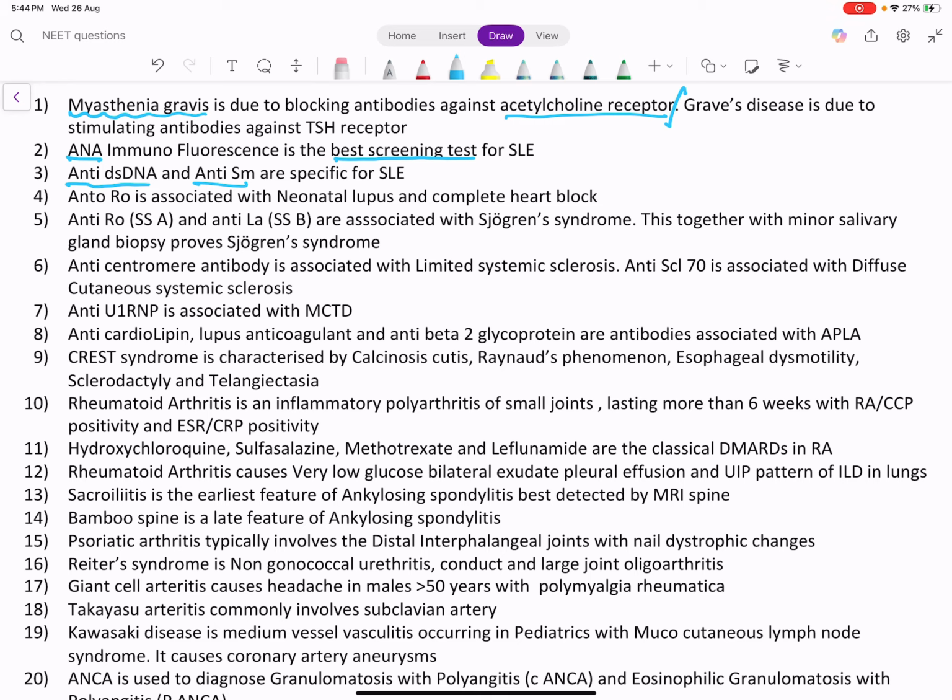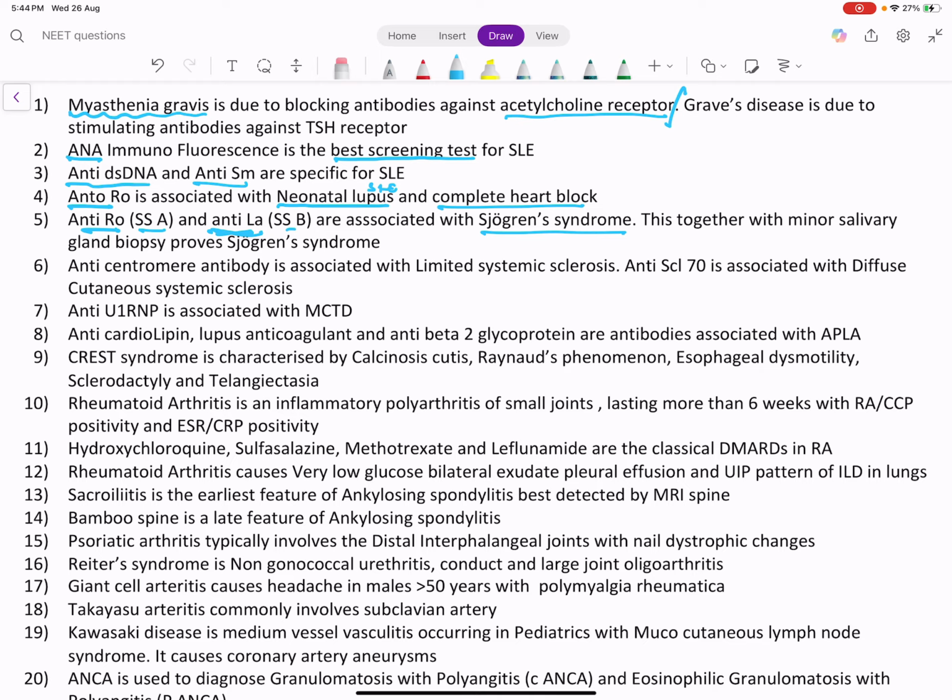They are anti-Ro, anti-La. Anti-Ro, if it is present in SLE, it is associated with neonatal SLE and complete heart block in newborns. But actually anti-Ro and anti-La, that is SSA and SSB, are associated with Sjogren syndrome. The SS stands for Sjogren syndrome. So anti-Ro and anti-La are actually associated with Sjogren syndrome.